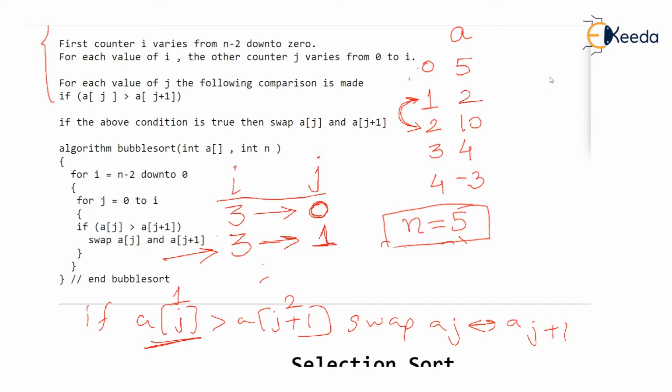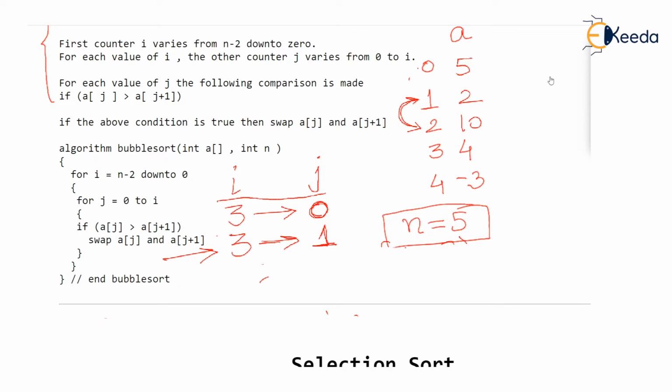Okay, now by this time you might have understood that we are simply going to keep the value of i as 3. We are not going to change it, but we are going to increase j.